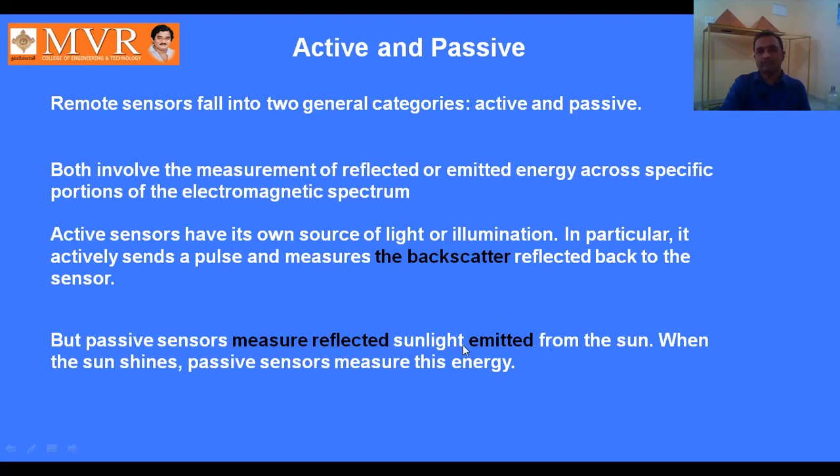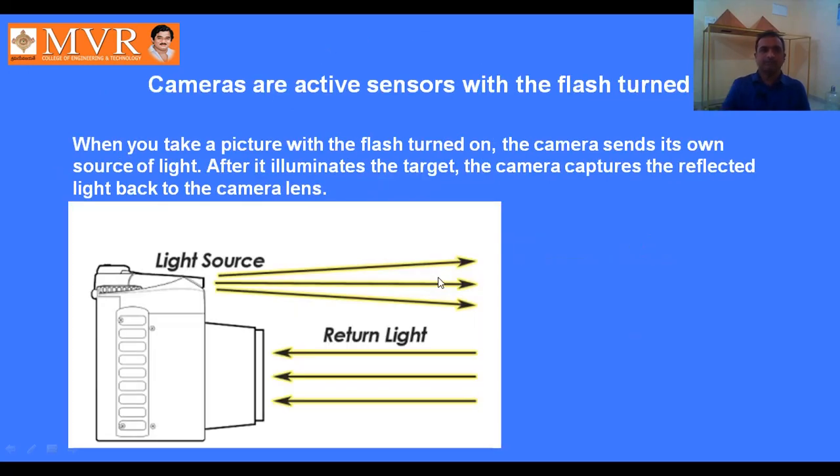Till now I explained these two. Now, what is backscattering radiation? I will explain. For example, when you take a picture, say I took a photograph of you in the presence of flash. Then what happened? Take the mobile, for example. This mobile is a platform. This camera is a sensor.